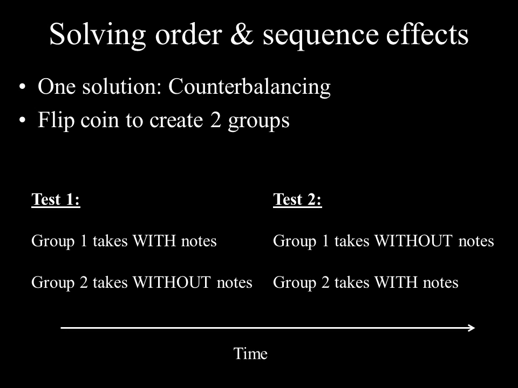So you divide it such that group 1 takes test 1 with notes and then takes test 2 without notes, and then group 2 takes test 1 without notes, and test 2 with notes. So if you see on the slide exactly what I'm trying to say, you basically balance the order so that for half of the people who get A and then B in their ordering, the other half gets B and then A, and that's how you counterbalance.